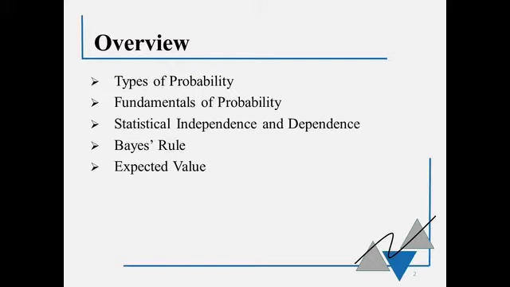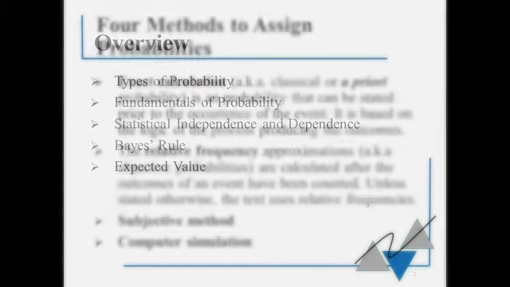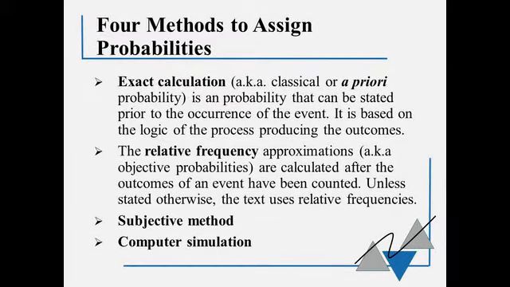I'll mention Bayes' rule, but we're going to save this mostly for class because it's easier to see with an example. There are 4 different ways to assign probabilities. 1, we can compute it exactly. This is sometimes called a classical probability or an a priori probability. A priori is Latin for prior to. So the idea is if we can figure out the probability before some event actually happens, then that would be an a priori probability or a classical probability, an exact calculation.